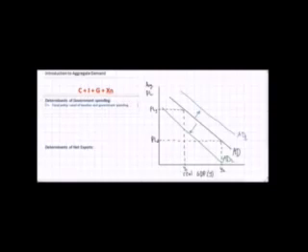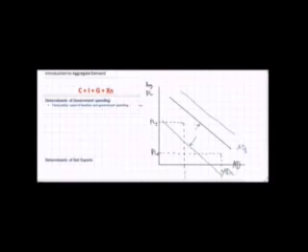Anything that increases the level of government spending will shift aggregate demand to the right. Anything that decreases the level of government spending will shift aggregate demand to the left. Therefore, graphically, we can see that a fiscal policy that either lowers taxes or increases government spending will shift AD to the right.